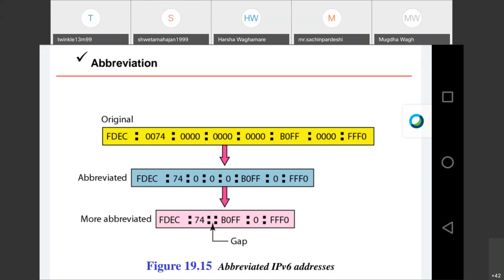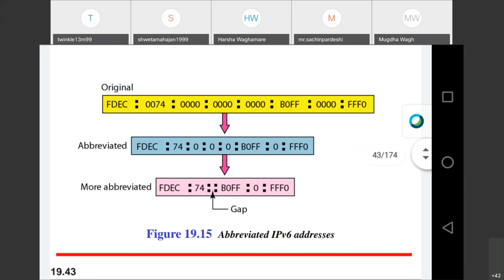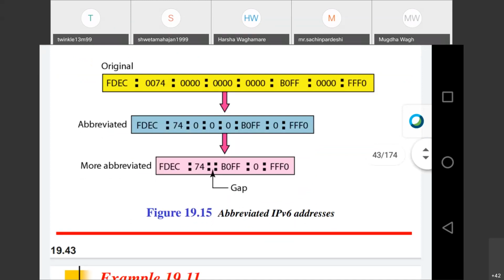So 5 blocks are present in a more abbreviated address. In a gap, definitely there will be the 3 blocks, and all the 3 blocks are zeros. You can easily identify it by the gap. If there is a 2 times gap, you cannot identify how many zeros are in the first gap and how many zeros are in the second gap. So this is a very simple problem. You may be asked to write the abbreviated address from the original address.